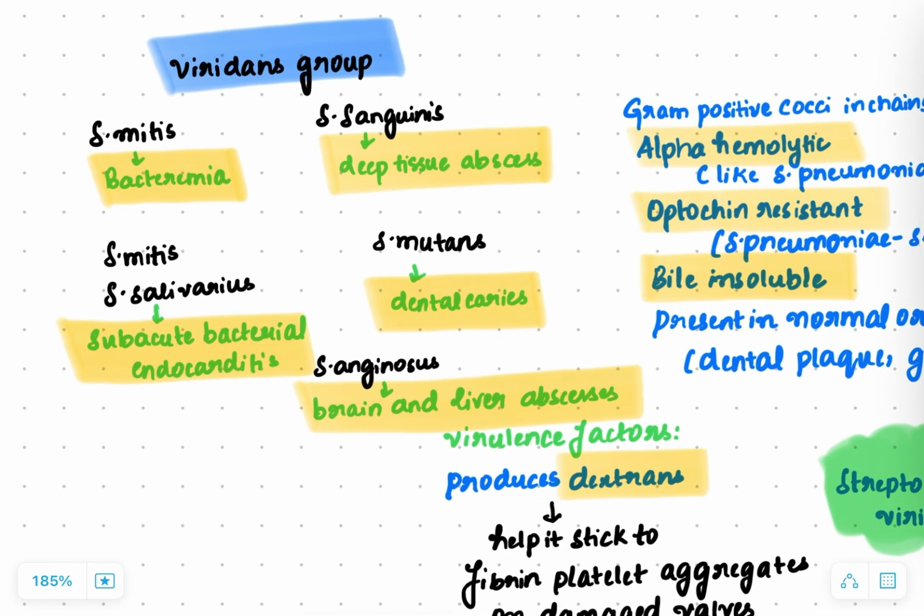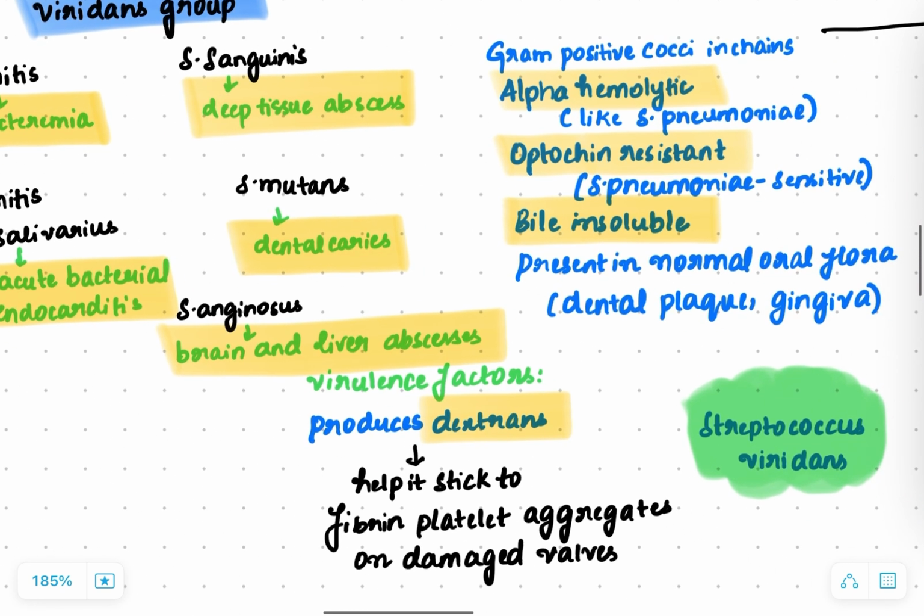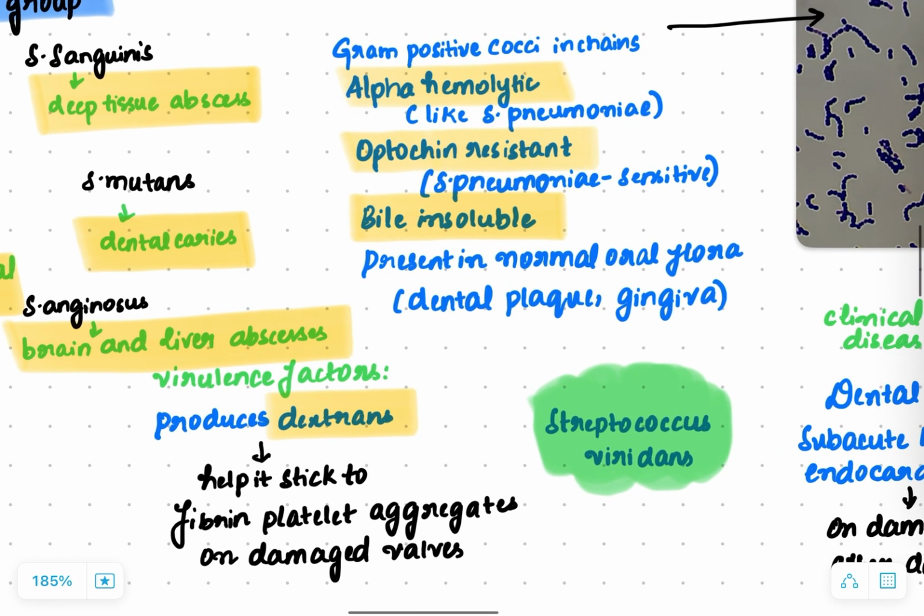Coming to the various types of viridans, this is a group of organisms. The species present in the Streptococcus viridans group are Streptococcus mitis, salivarius, sanguinis, mutans and anginosus. These organisms cause different things. Mitis causes bacteremia, whereas mitis and salivarius cause subacute bacterial endocarditis, sanguinis causes deep tissue abscess, mutans causes dental caries, and anginosus causes brain and liver abscess.